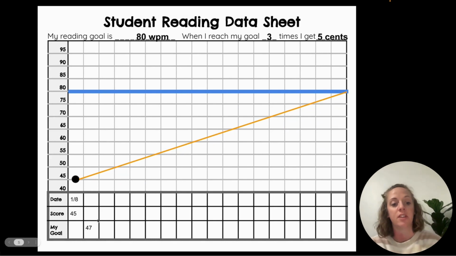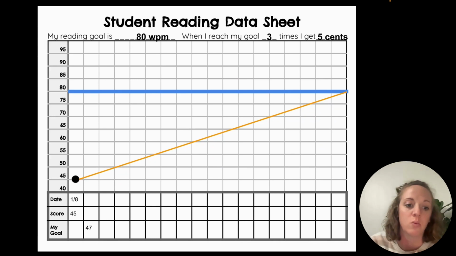And I really love this system because then all week I'll say to my students, what's your goal? And they can look at their sheet if they need to, or they just tell me 47 words. Okay, what are we working on today? And it just reminds them that everything we're doing is for a purpose. It's to help them to read better. It's to help them to read more fluently. It's to help them to read with better accuracy. So I really love this system.